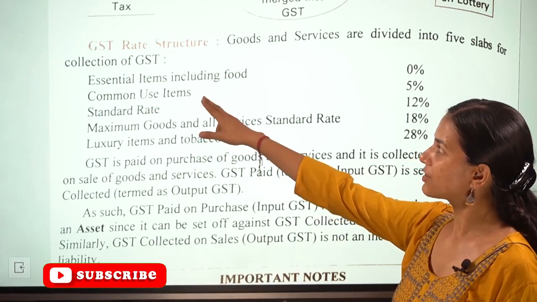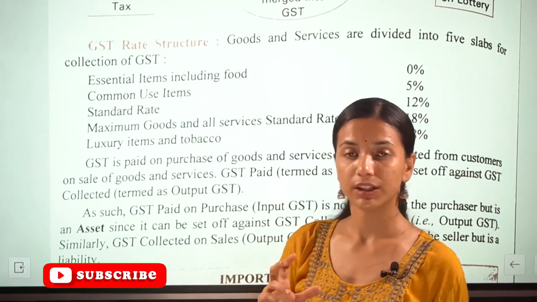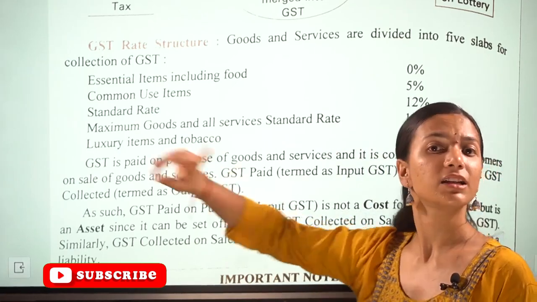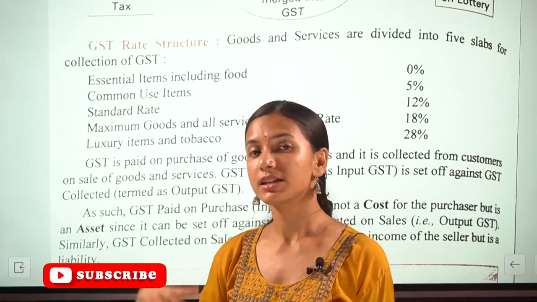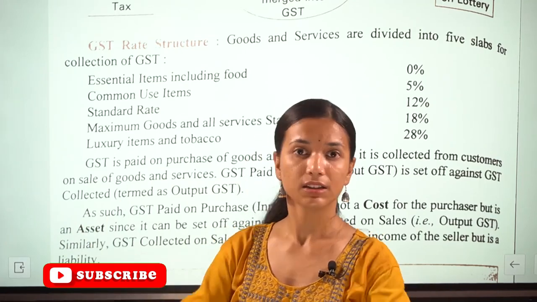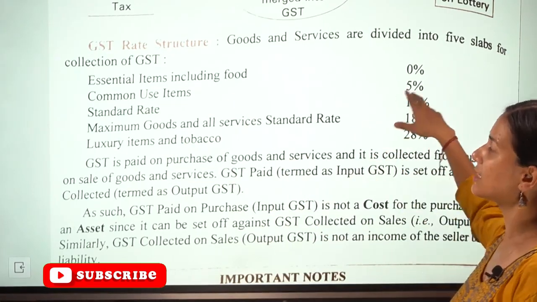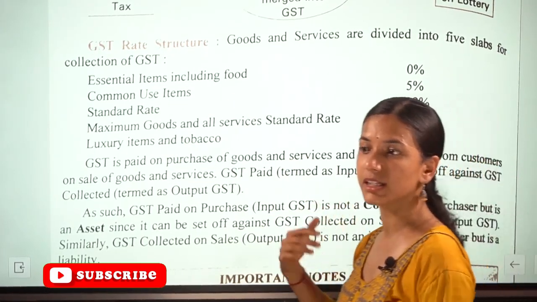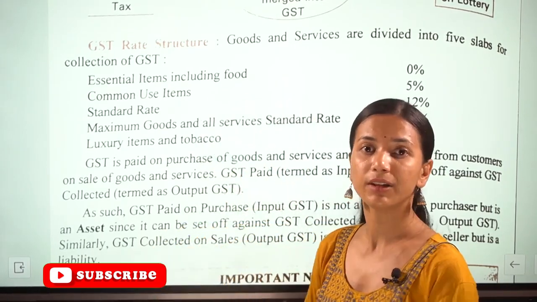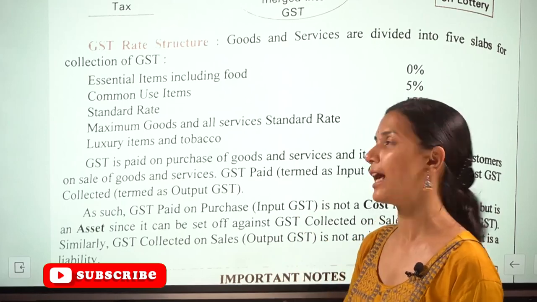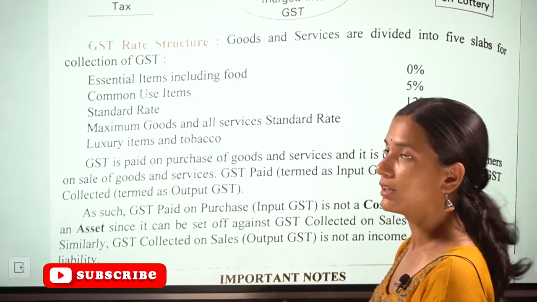So let's see, first we have essential items including food. I don't mean restaurant foods, I mean the food items, like rice, dal, mustard oil, onion, these things. These essential items, the charge is 0% because it is the need of every person. These things are needed by each and every person for the sustenance of their life. So GST is not charged on these items.